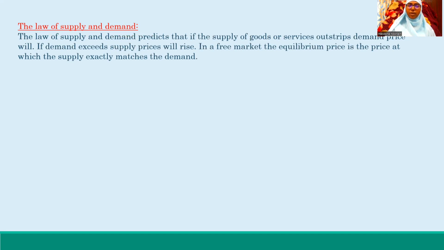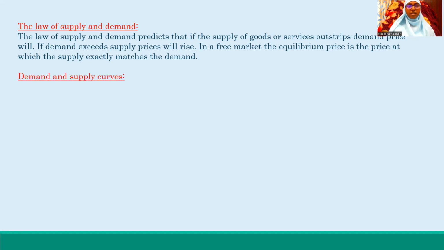Now let us study the law of supply and demand. The law of supply and demand predicts that if the supply of goods or services exceeds, the price will get reduced. If demand exceeds, the price will rise. If demand declines, the price will also decline. In a free market, the equilibrium price is the price at which the supply exactly matches the demand. If the demand is more, the supply will be more. Based on the price, the demand will occur.